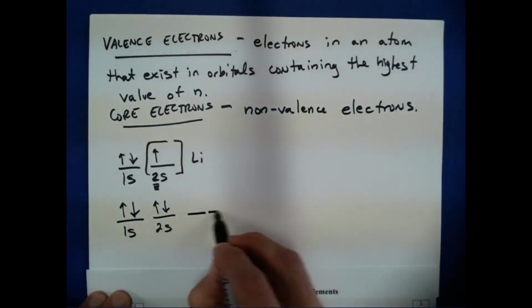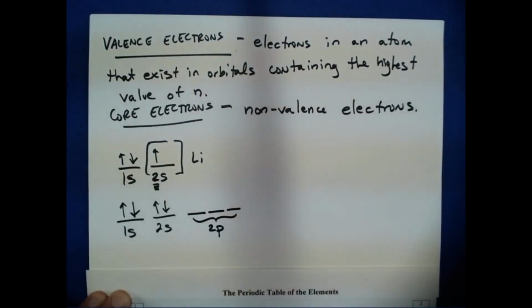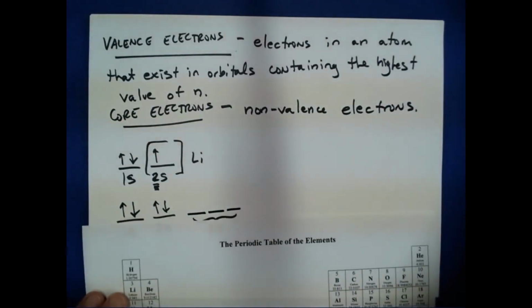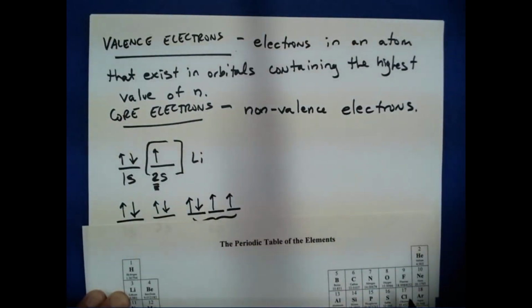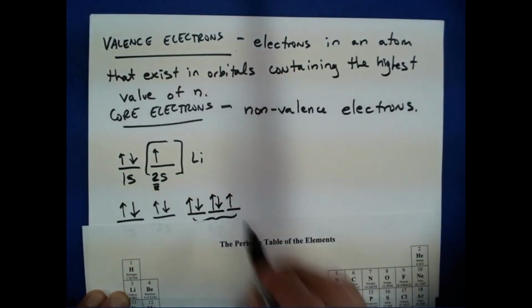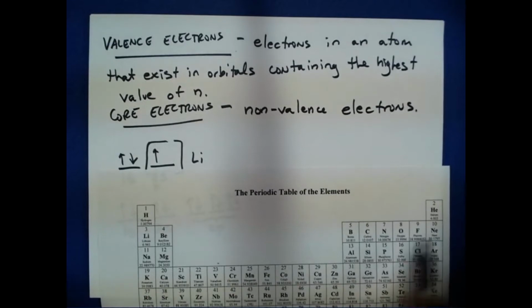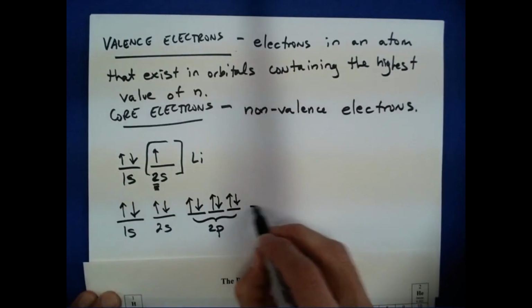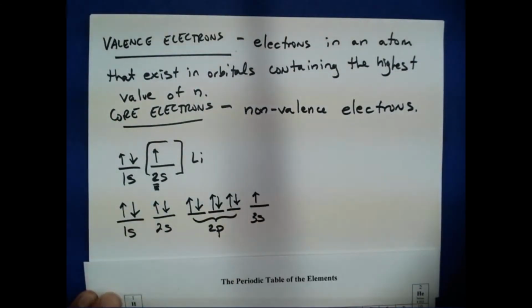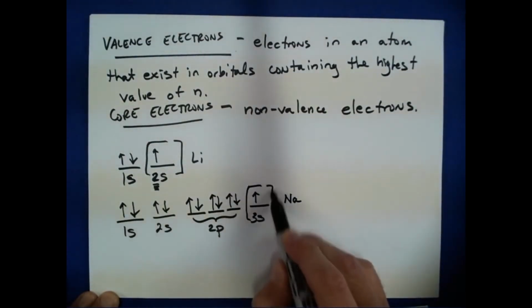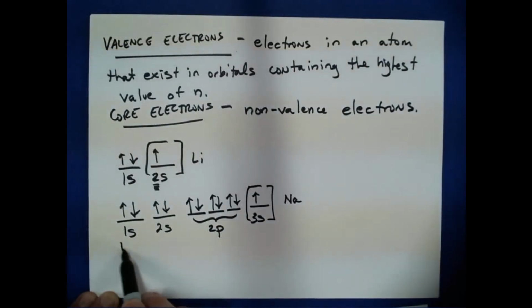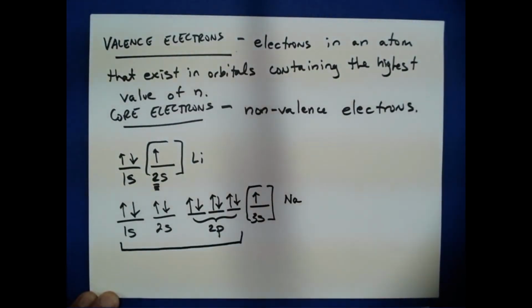So I'm going to draw the 2p subshell, and I'm going to put in an electron for boron, carbon, nitrogen, oxygen, fluorine, and neon. And next, we'll have to drop down here to the 3s subshell and put 1 electron in for sodium. And so the valence electron in the sodium atom would be this single one right here. And then all of these would be core electrons for sodium.